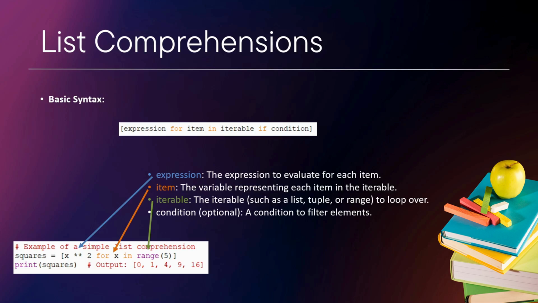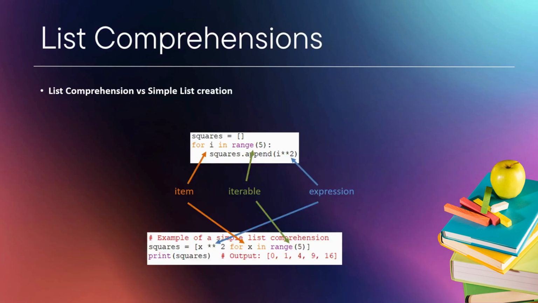So what this is doing is, for the first five numbers, 0 to 5, it is creating a list that has the square of the numbers from 0 to 5. Now if we look at list comprehension versus a simple list creation, this is how it looks. At the top is a simple list creation, at the bottom is a comprehension. So let's see the item.